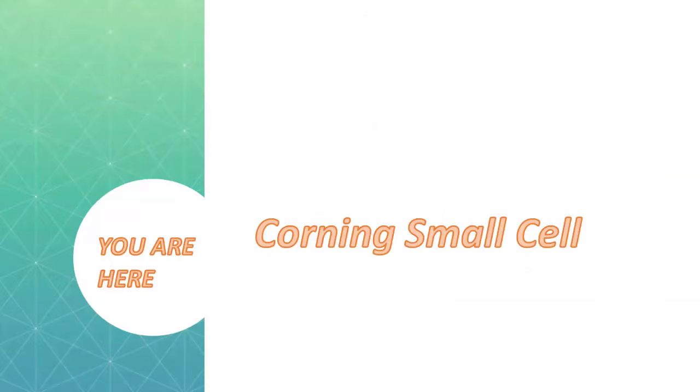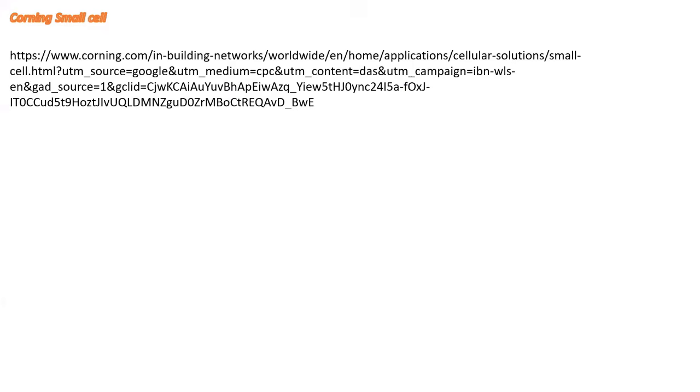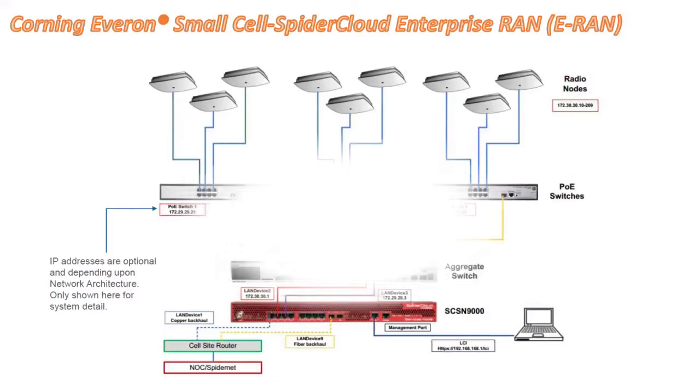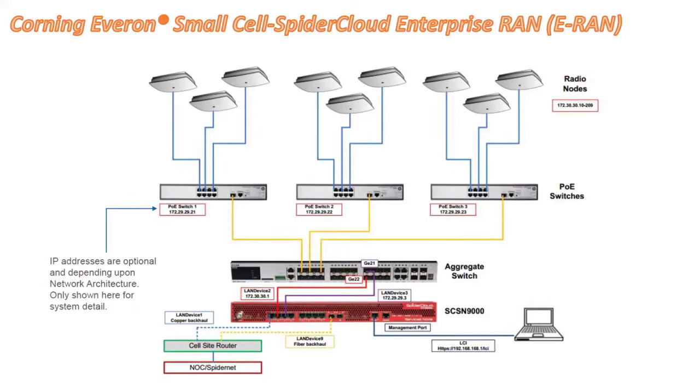So let's take one vendor example of small cell, that is Corning small cell. All details are available on the Corning OEM website, so if we click on this link, all those details will be available. So let's talk about the Corning small cell. Corning small cell can also be known as Spider Cloud enterprise RAN, because I think Corning bought Spider Cloud 5-6 years back. So the Corning small cell solution is also called the Spider Cloud ERAN solution.